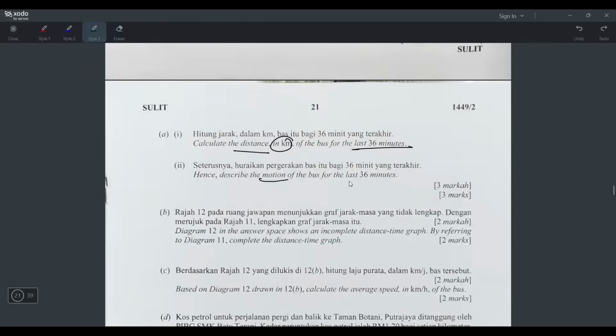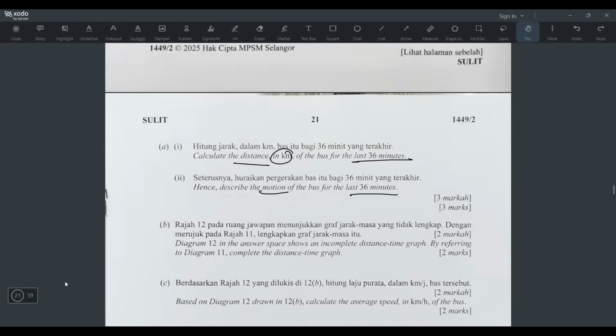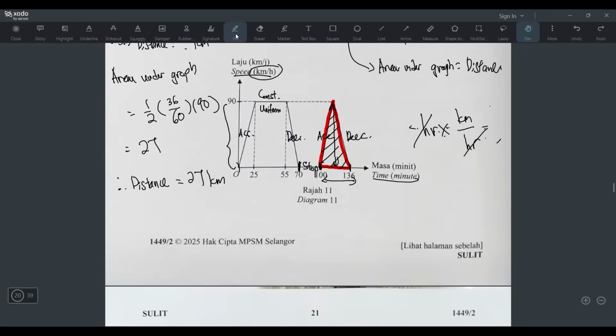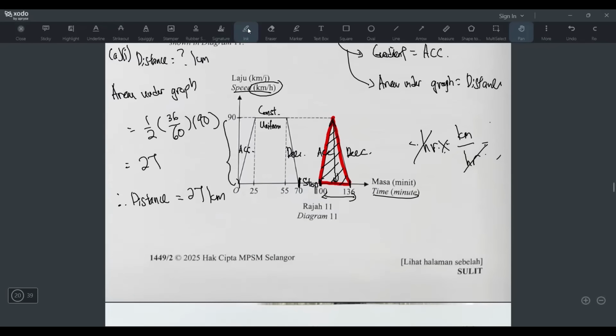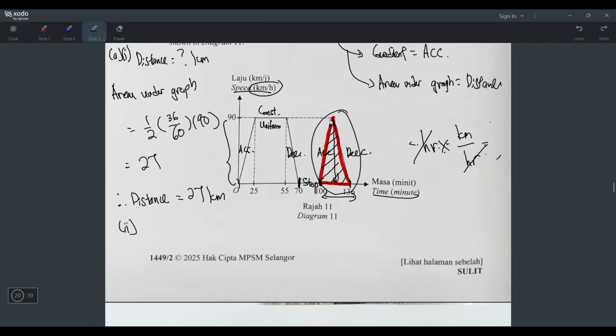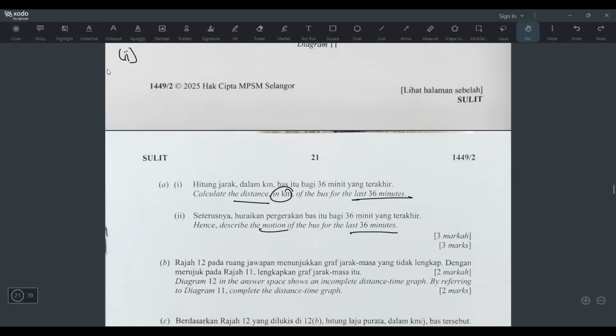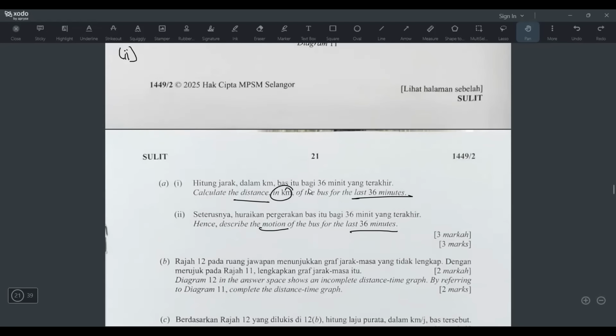Hence describe the motion of the bus for the last 36 minutes. It means we are describing for the red color one. Okay, so describe means you have to write a sentence. So what can you mention about the motion here? Of course you can mention about the distance. Yeah, because you just found out that the distance is 27 kilometer, right? Okay, let's see how many marks. Okay, 3 marks for both A1, A2.